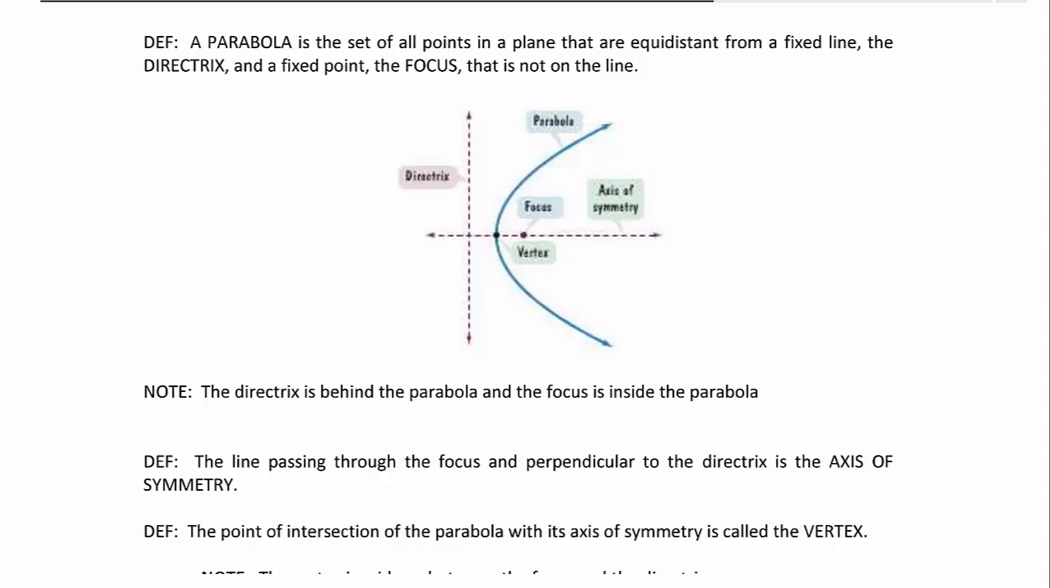Now, we know that parabolas are symmetric about the axis of symmetry. That is still true here. The line that we've previously thought of as the vertical line passing through the vertex as the axis of symmetry, well, here we're going to define the axis of symmetry as the line passing through the focus and perpendicular to the directrix. It does also go through the vertex of our parabola. Please note that the directrix is a line that is behind the parabola and the focus is inside the parabola.